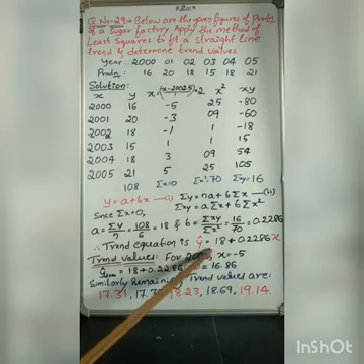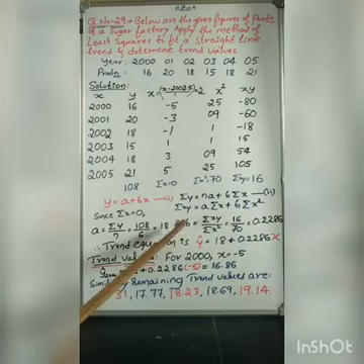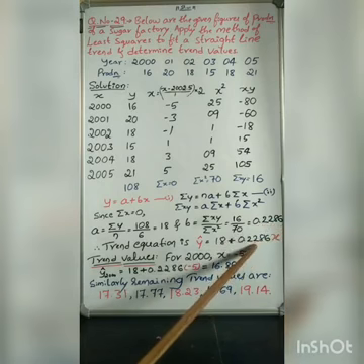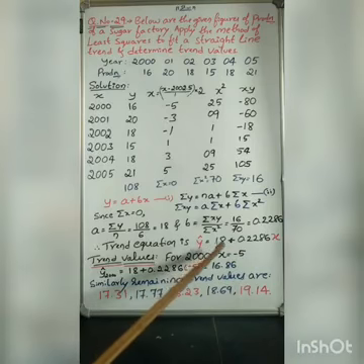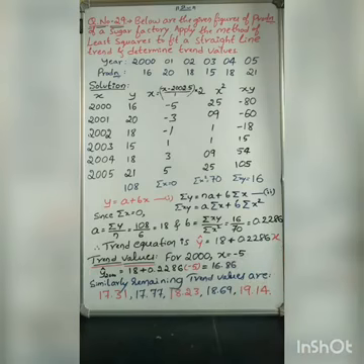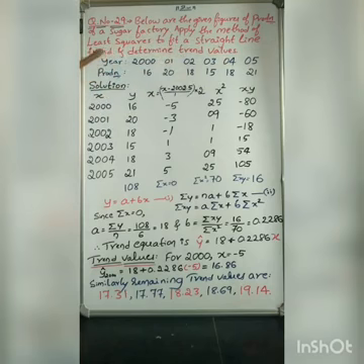Y cap is equal to, in case of a, we have to substitute this 18 calculated, plus b we have already calculated as 0.2286, that is to be substituted, and x as it is. So y cap is equal to a plus b x. This is the trend equation. Fine. What was asked here? Fit a straight line trend, or fitting a straight line trend equation.